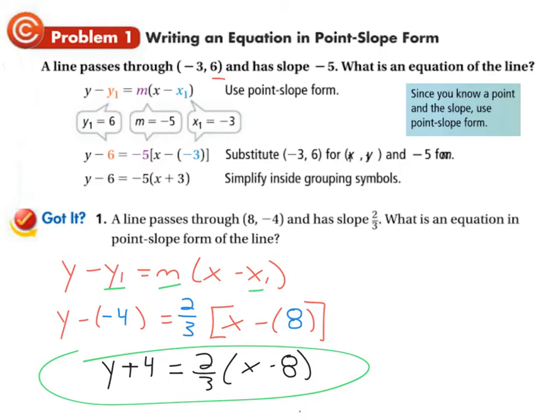Why is it an equation and not the equation? Because we could use a different point and it would come up with a slightly different set of numbers here that would be equivalent, which we'll get to showing in a minute.